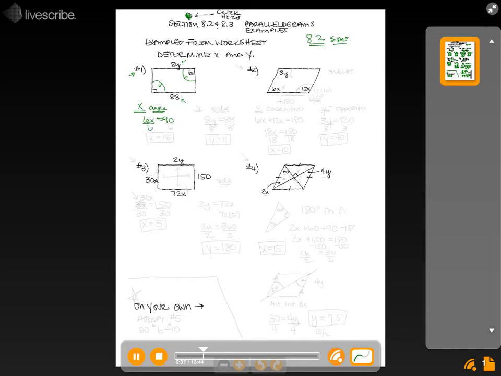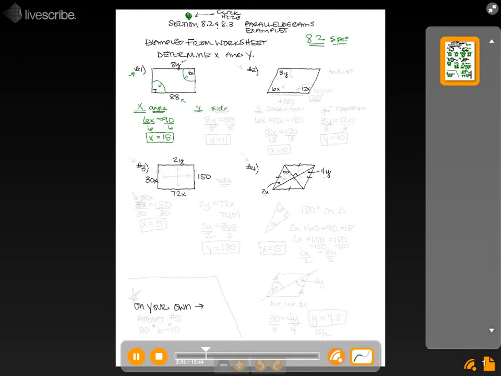So 6x equals 90. We divide both sides by 6. 90 divided by 6 is 15. And we can stop there because all it wanted us to do is find x. So we're done. Now let's go to y.